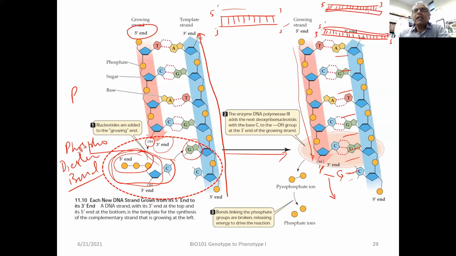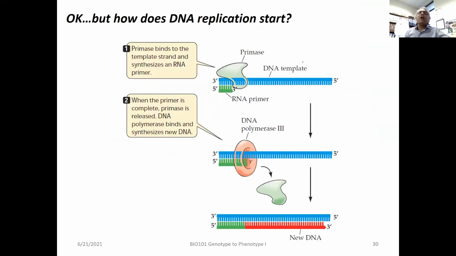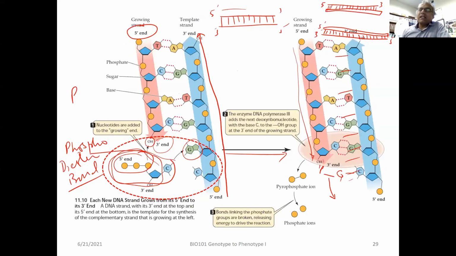I made rectangles because these are daughter strands, okay, just to distinguish them. Now the question was how the synthesis starts. It was very simple, what I said. I said you have a 3 to 5 strand and then the daughter strand will start. It's not that simple. Nature has engineered a very specialized manner.